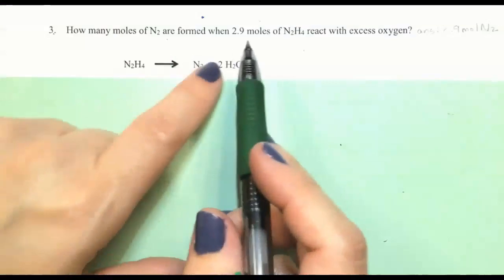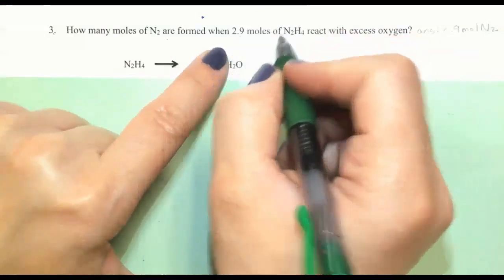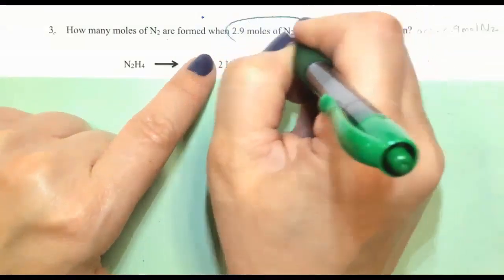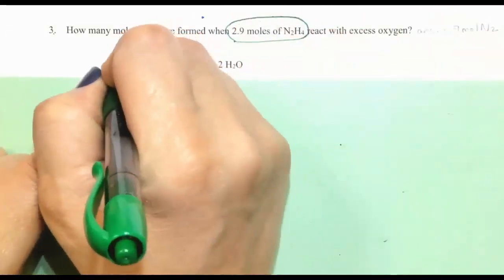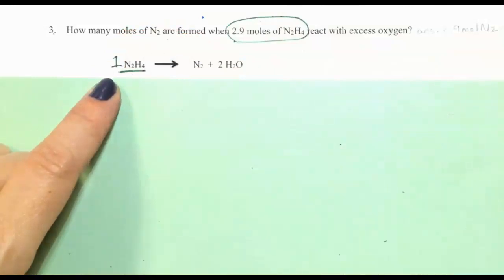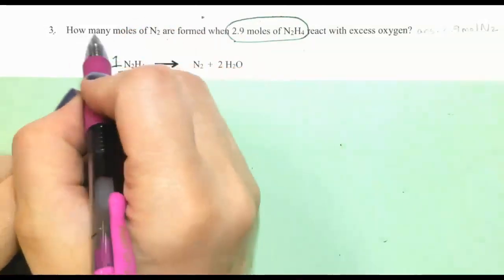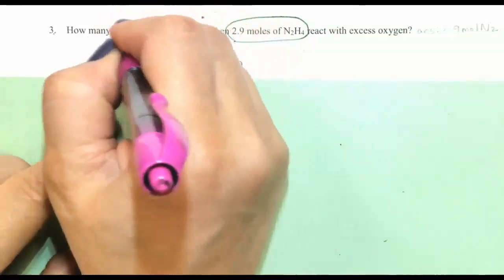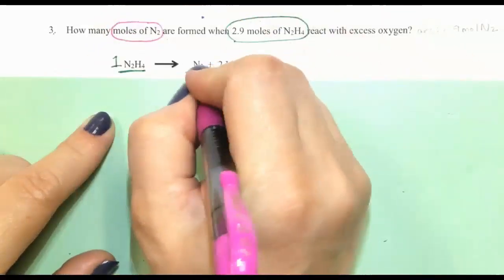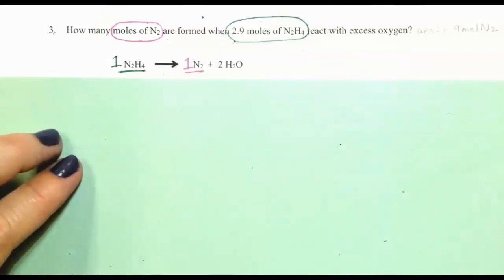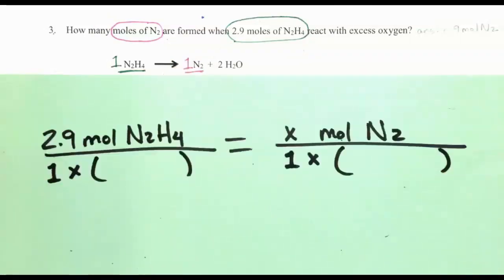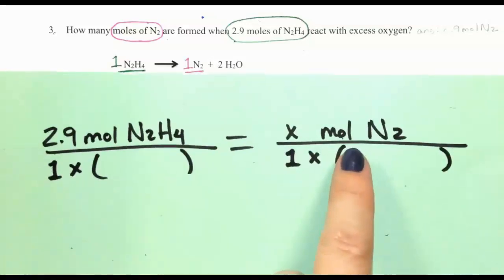In this one, identify your given. 2.9 moles of N2H4 is our given. N2H4 is this right here, which has a coefficient of 1. Then our unknown is how many moles of N2. So that makes this our unknown, and it also has a coefficient of just 1. So now we can set up our proportion. So our given is 2.9 moles of N2H4, and our unknown is the x moles of N2.